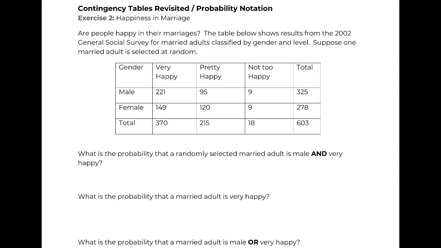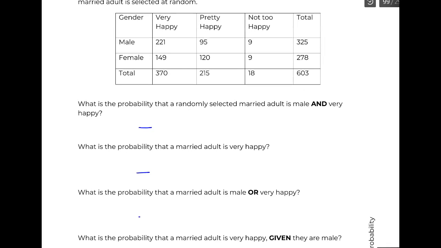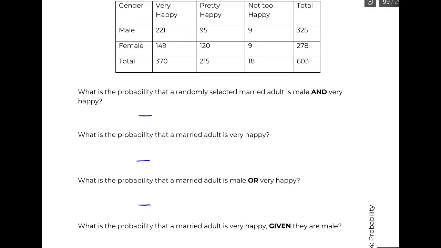So just like when we first saw contingency tables, my recommendation is that you just go through and for each of these, come up with a fraction for what you think is the correct value for these different probabilities. Don't worry about putting this in a calculator yet, but pause the video, see if you get these correct.